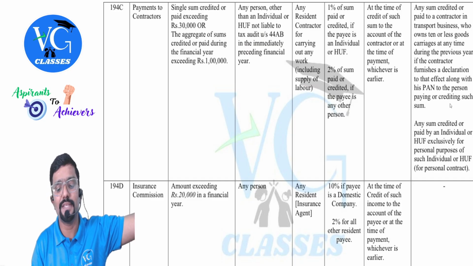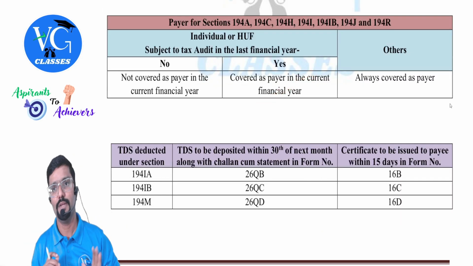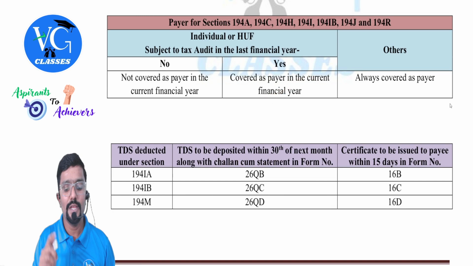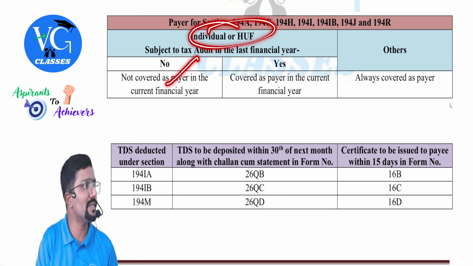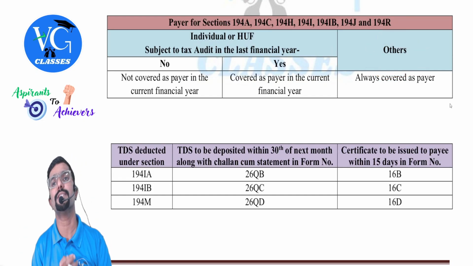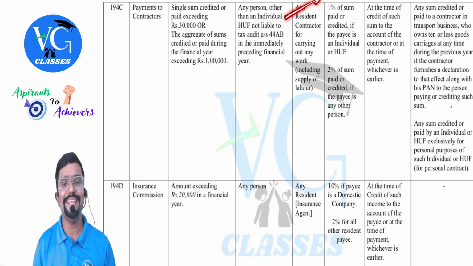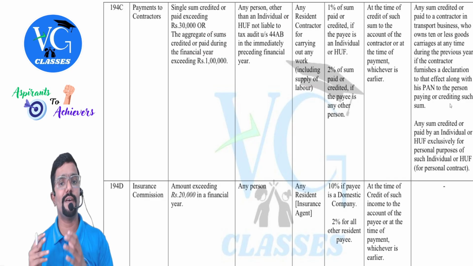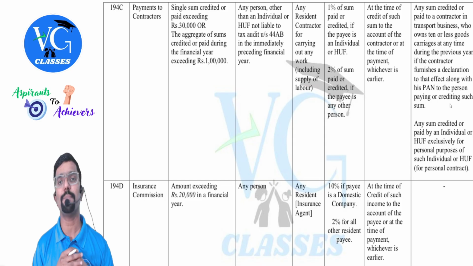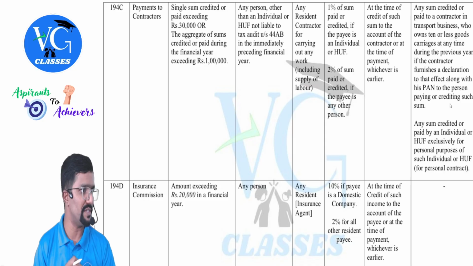In simple, as per this table, guys, I had already covered, no? Payer means any person, but it will not include individual or HUF who was not subject to tax audit last year. If they were subject to tax audit last year, will we consider them as payer? Yes. And what about others? We will always consider them as payers. Who should be the payee? Any resident contractor for carrying out any work, including supply of labor. That is any resident contractor who is giving contract services.